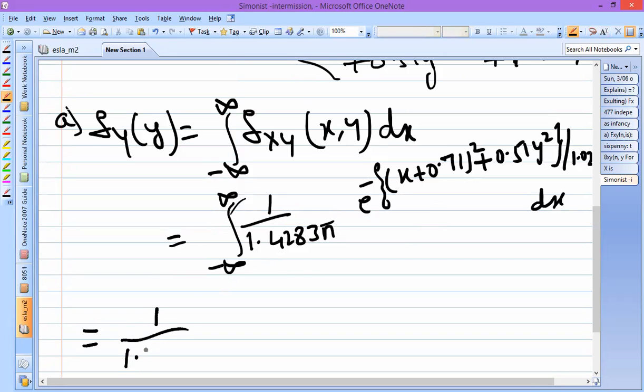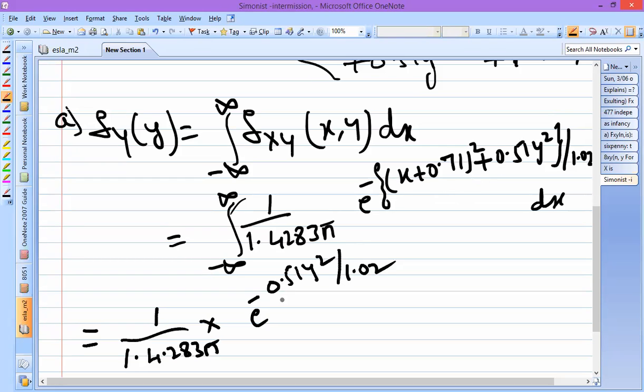So here we'll be getting 1 by 1.4283 pi. Along with this, the exponential term which is a function of y is also taken outside the integral. So here we'll be getting exponential minus 0.51 y square. As I told, minus is common for the entire term, divided by 1.02. So 1.02 is there for the entire term.